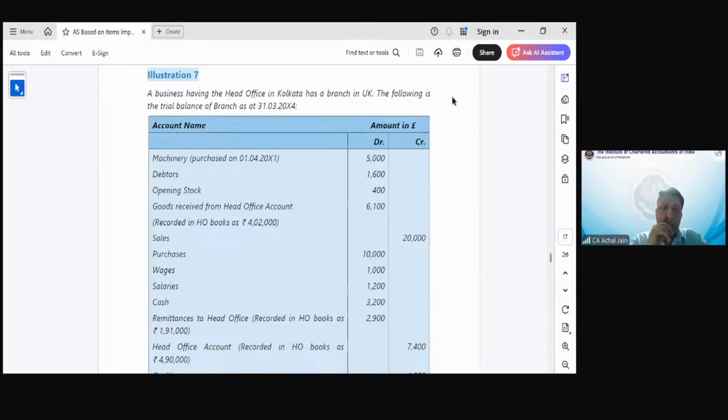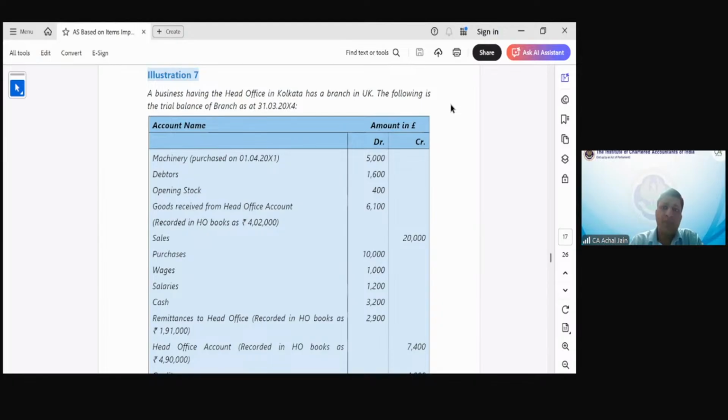Okay, so let's look at this example now. A business having head office in Kolkata has a branch in UK, and we've got the trial balance of the branch. So it's an Indian company having head office in Kolkata, and there's a branch in UK. That means it's a foreign branch, a foreign operation. The trial balance of the branch is available as at 31st March X4.